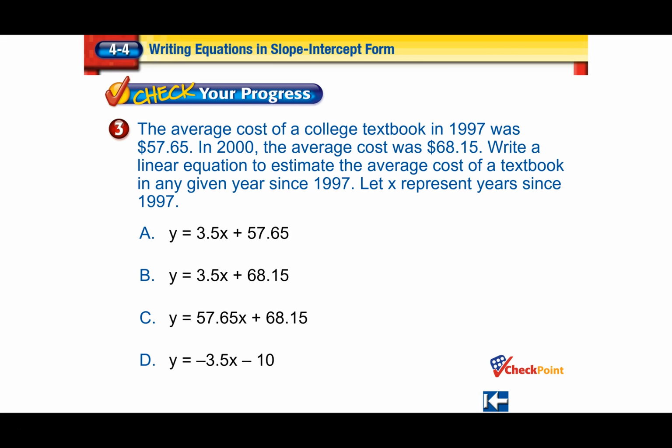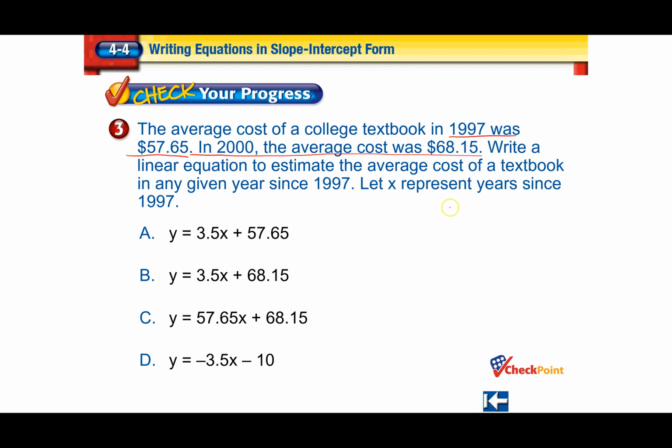Okay, same basic concept here. So in 1997, it was this much. In 2000, the average cost was this. Write a linear equation to estimate the cost of a textbook in any given year since 1997. So 97 is going to be my y-intercept number. That's what that's telling me here. So I just have to figure out what the slope is.